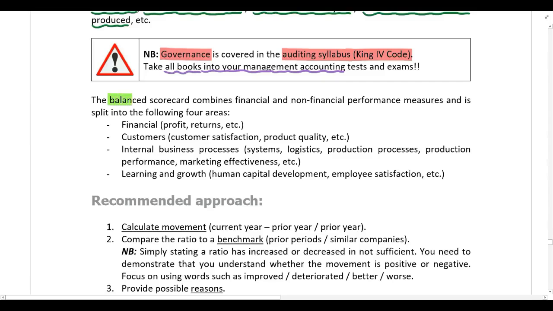Then the balanced scorecard is a tool that companies can use to make sure that they don't only focus on financial performance measures, but they also include non-financial performance measures. So the balanced scorecard combines financial and non-financial performance measures, and it's split into four areas. And you guys can just read through those four points over there.